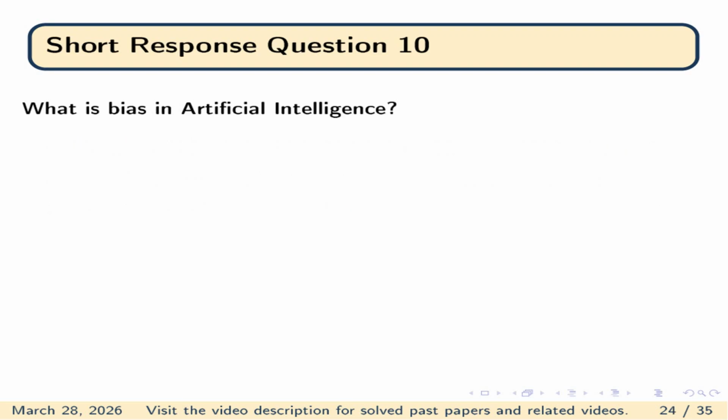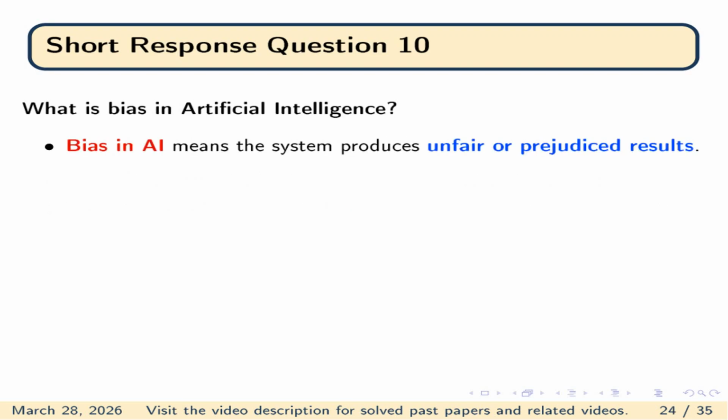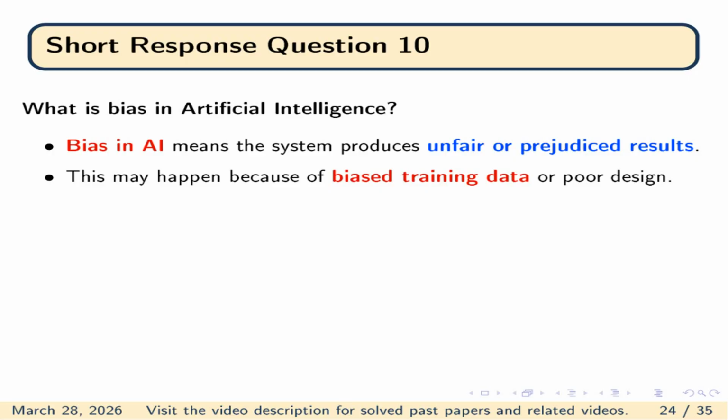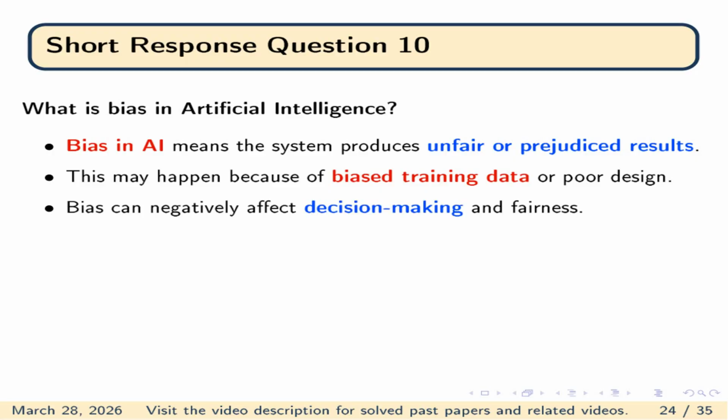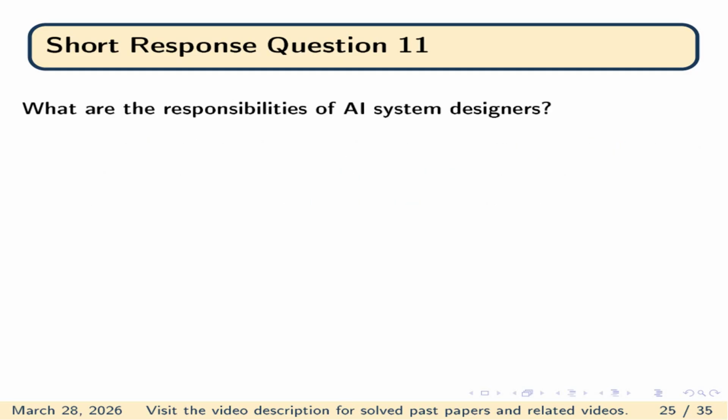What is bias in artificial intelligence? Bias in artificial intelligence means the system produces unfair or prejudiced results. This may happen because of biased training data or poor design. Bias can negatively affect decision making and fairness.